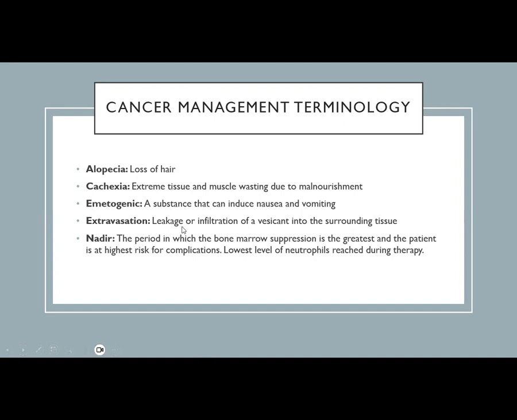They can be very destructive to the patient's tissue if it leaks outside of the vasculature. Nadir is the period in which the bone marrow suppression is the greatest and the patient is at highest risk for complications. So this is the lowest level of neutrophils reached during therapy. At this point, since we've got the lowest level of neutrophils, we're very concerned about our patient's ability to fight off infection. Like I said, these are all just general terminology that we use during our cancer treatment.